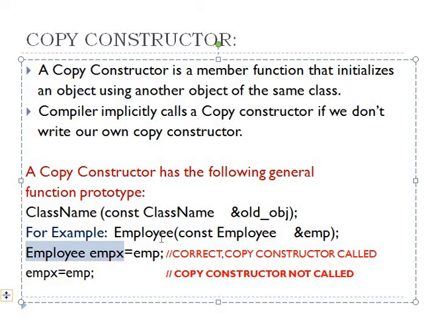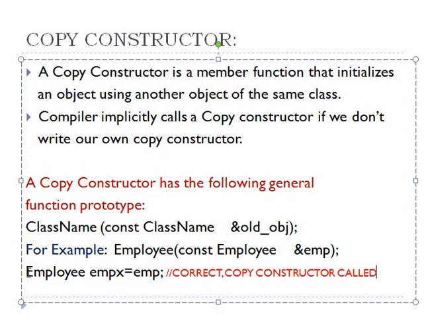So out of these two statements, I can omit this particular statement, because with the help of this particular statement I am not going to invoke the copy constructor. So let me delete it. Instead I am just going to keep this particular statement, and with the help of this particular statement I shall be easily able to invoke the copy constructor known as employee.